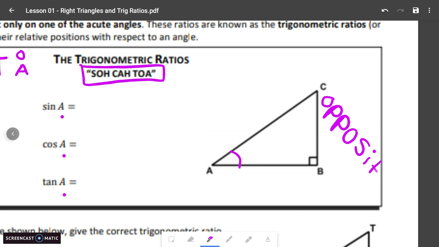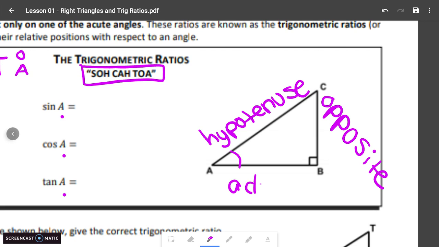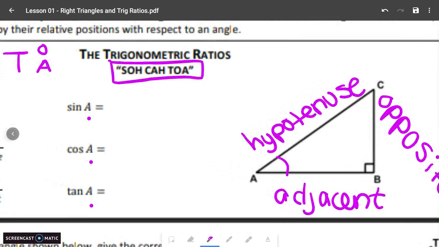So the opposite side is BC. The hypotenuse is always the largest side of the right triangle, and it's across from the right angle. And then there's one other side, the adjacent. Adjacent is next to the angle, but not the hypotenuse. So now that I have those pieces, I can set this up.